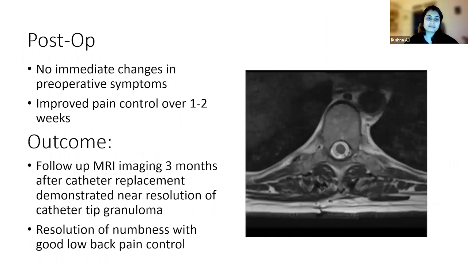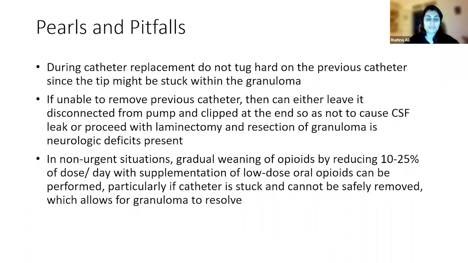In this particular case, there were no immediate changes in the patient's preoperative symptoms. However, she reported improved pain control over 1 to 2 weeks. Follow-up MRI imaging 3 months after catheter replacement demonstrated near resolution of the catheter tip granuloma, as you can see on this axial MRI performed at the T7 level. And her preoperative symptoms of numbness improved, and she reported good low back pain control at 3 months.